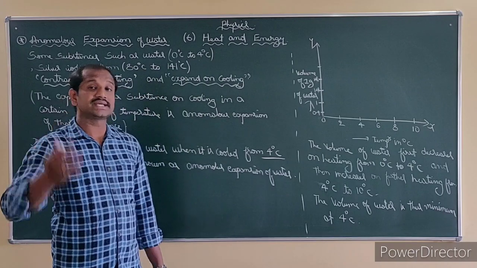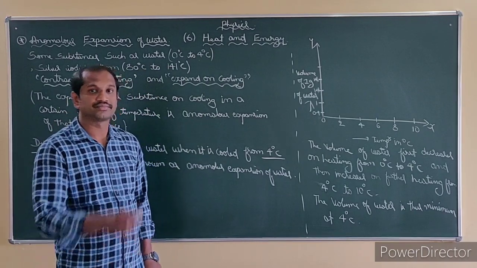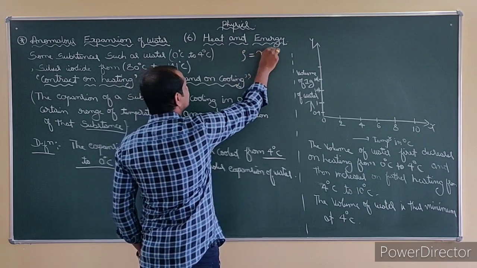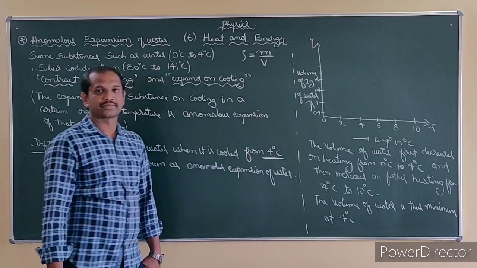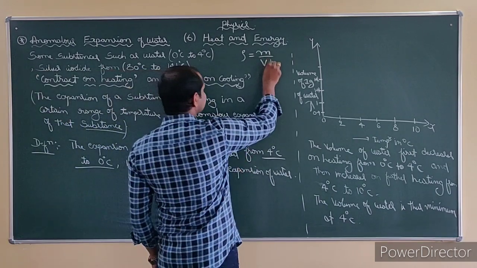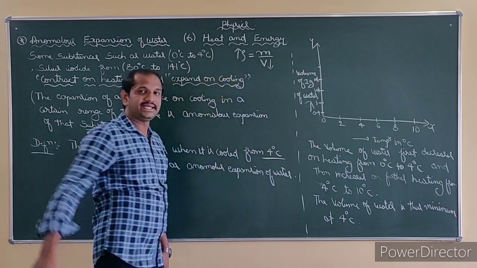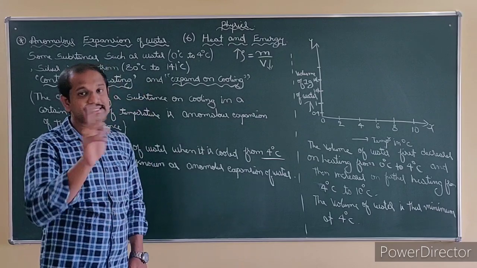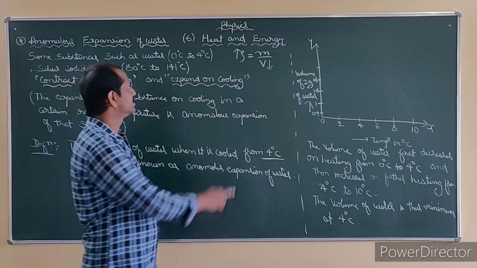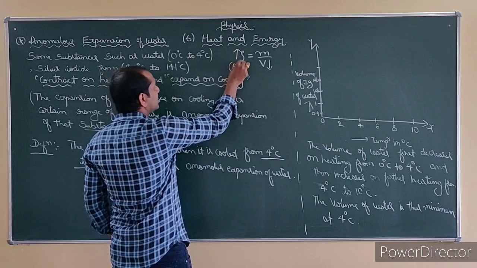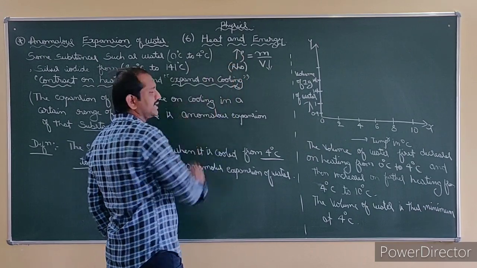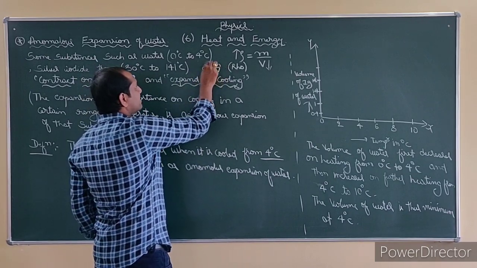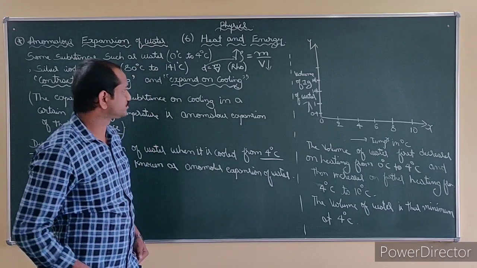Understand? So first, what is the relationship between density and volume? Do you remember? Density is denoted with the letter rho. Density is equal to mass by volume. If volume increases, density decreases. They are inversely proportional to each other. In some textbooks they sometimes give D as density also, but the standard notation is rho.